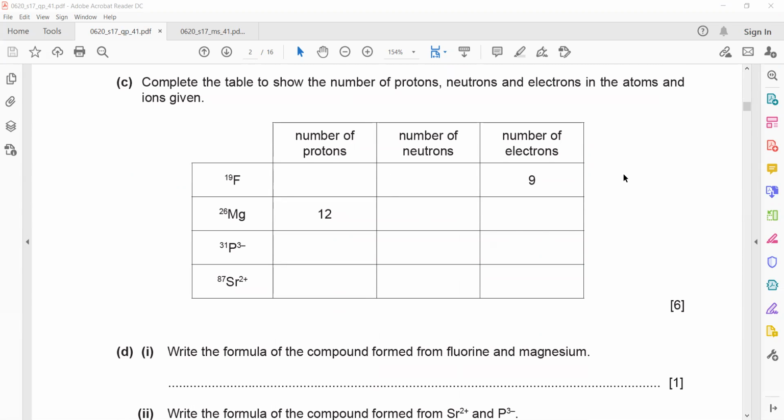Complete the table to show the number of proton, neutron, and electron in an atom and ions given. Number of protons.